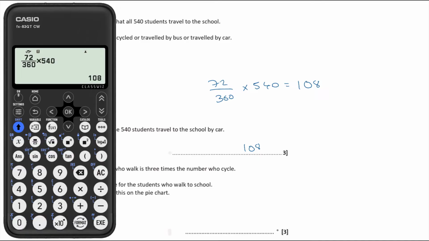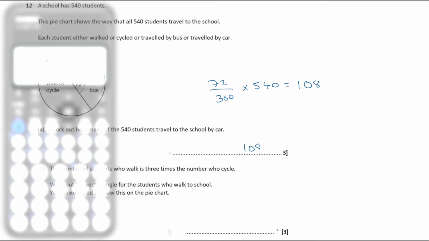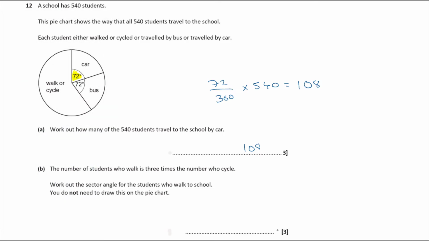Okay, the number of students who walk is 3 times the number of students who cycle. So that means 162 degrees is the angle for the people who are walking. So 162. Now you might just want to double check that. 162 plus 54 plus 72 plus 72 still adds up to 360. That might be a good visual check before you move on, but I think we're good. I think I'm going to move on.